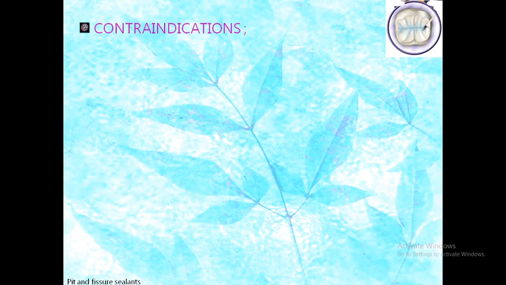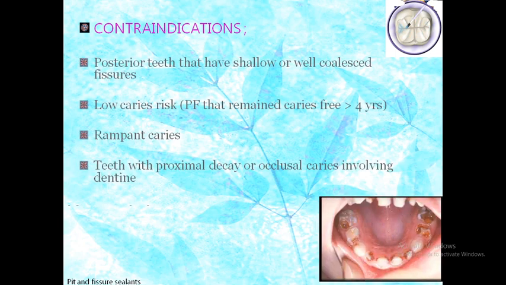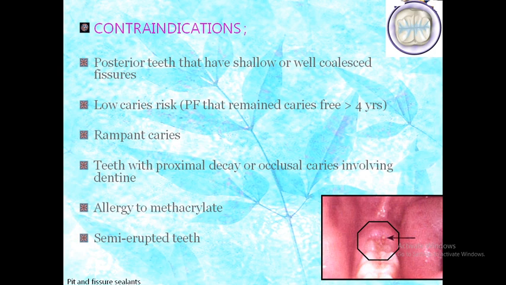What are the contraindications, where we cannot use this sealant? Posterior teeth that have shallow or well coalesced fissures, low caries risk of more than 4 years, rampant caries, teeth with proximal decay or occlusal caries involving dentin, allergy to methacrylate, and semi-erupted teeth.